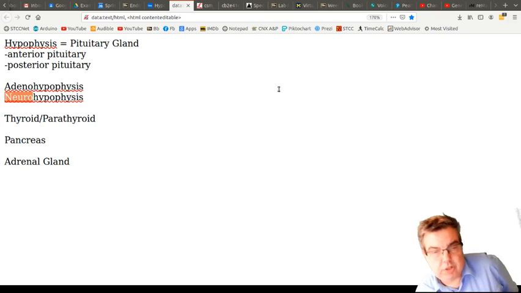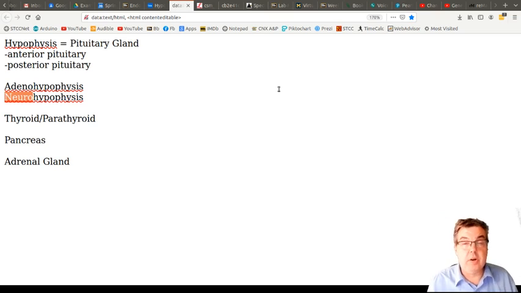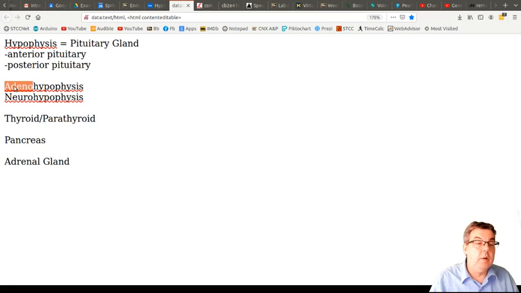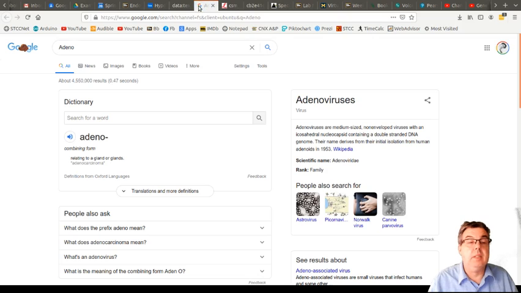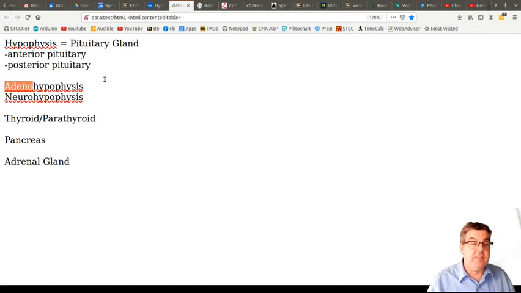And there's certainly going to be more people that are familiar with what neuro means than adeno means. Neuro obviously is referring to the nervous tissue, or the nervous system, or the brain, or whatever you want to say. It's related to that stuff. You may or may not know what adeno means offhand, but if you look it up on Google real quick, it's a combining form relating to gland or glands. So the adenohypophysis is a glandular hypophysis, and neuro is the nervous tissue hypophysis.